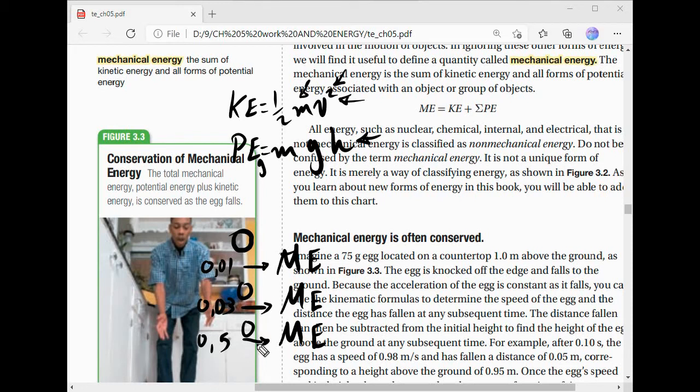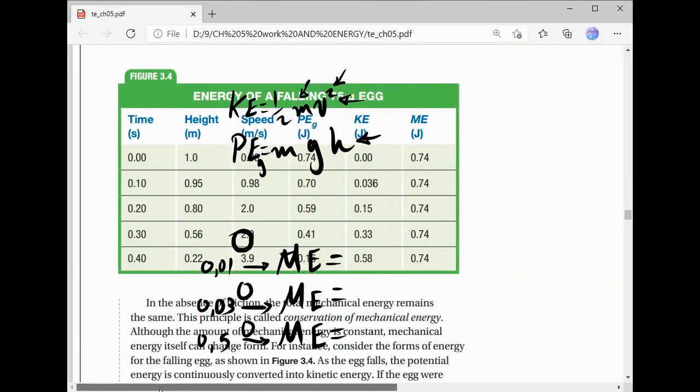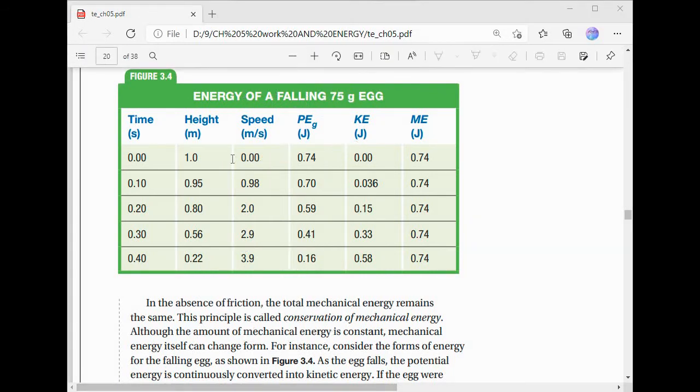We want to calculate the mechanical energy for all these distances, here and here and here. I said that it's conserved, so it will be the same number. Look at the schedule on the next page. Can you see that schedule here? In this case, we know the speed, and we calculate the potential energy and the kinetic energy for all times, and it will be the same number at every moment.